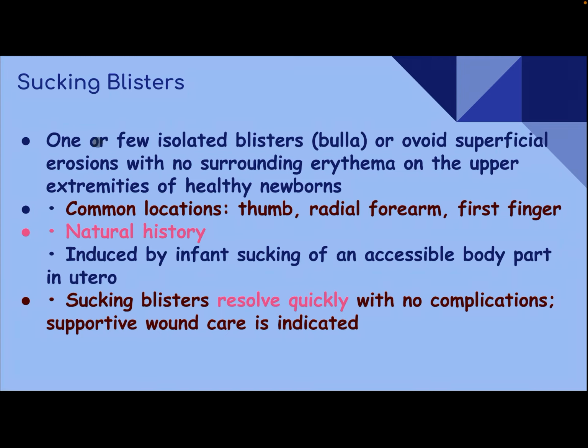Sucking blisters: one or a few isolated bullae or an oval superficial eruption with no surrounding erythema on the upper extremity of a healthy newborn. Common locations: thumb, radial forearm, first finger. Natural history. Induced by infant sucking of an accessible body part in utero. Sucking blisters resolve quickly with no complication. Supportive wound care is indicated.